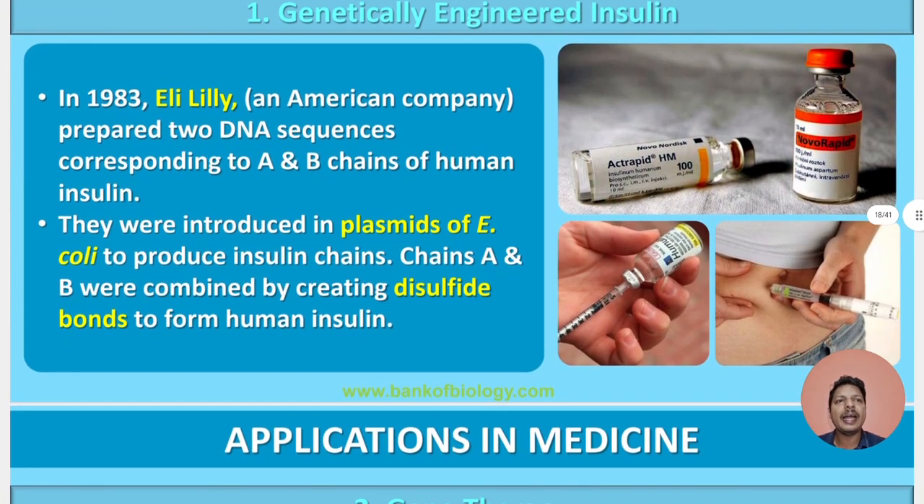Next, in 1983, Eli Lilly, an American company, prepared two DNA sequences corresponding to the A and B chains of human insulin. They were introduced into plasmids of E. coli to produce insulin chains. Chains A and B were combined by creating disulfide bonds to form human insulin.